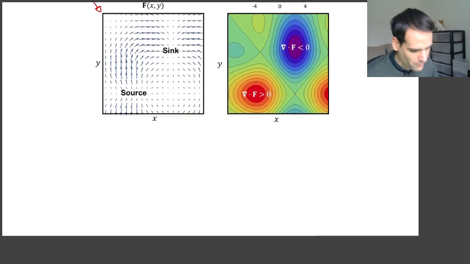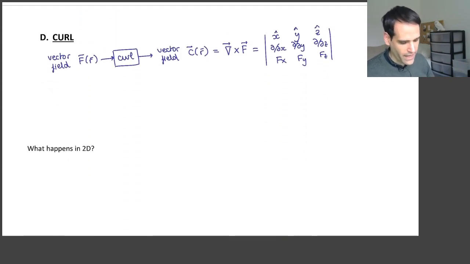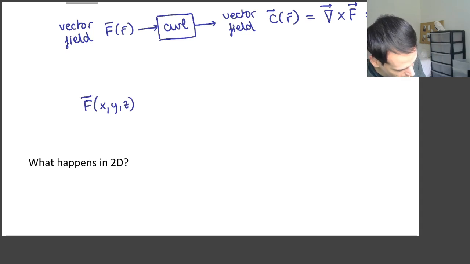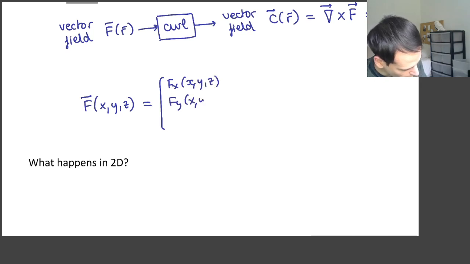And this is a problem, because it means that I will have to calculate a curl of vector fields in 2 dimensions. But now comes a problem. When you are in 3 dimensions, your vector field f is a vector function of x, y, and z, which means that you have 3 functions, fx of x, y, z, fy of x, y, z, and fz of x, y, z.